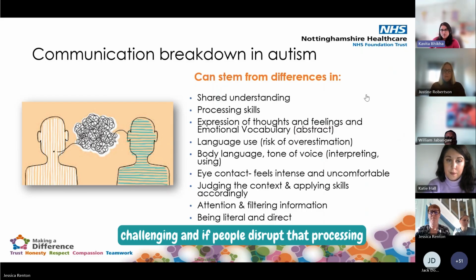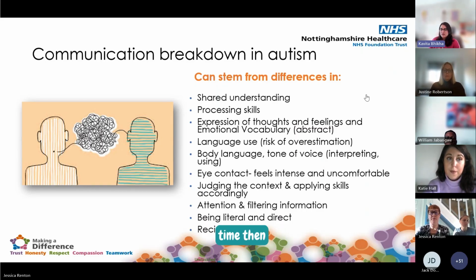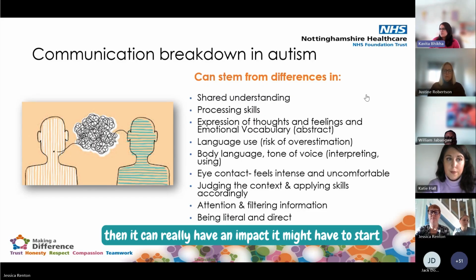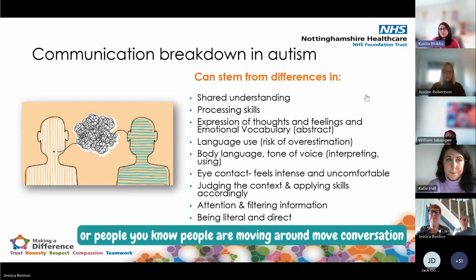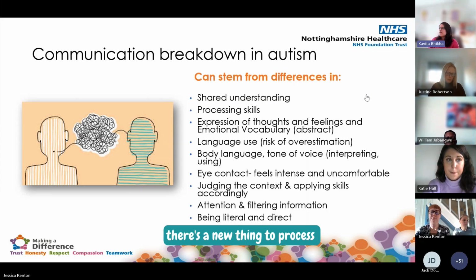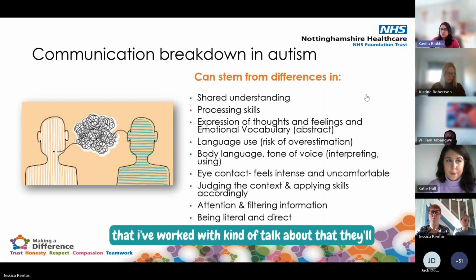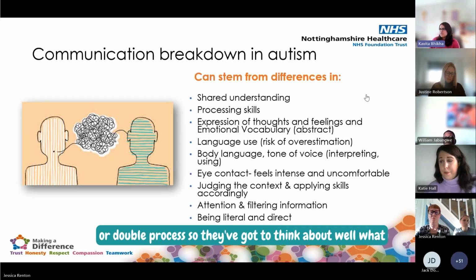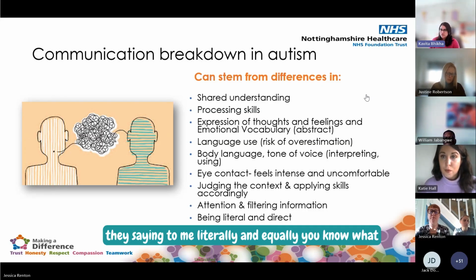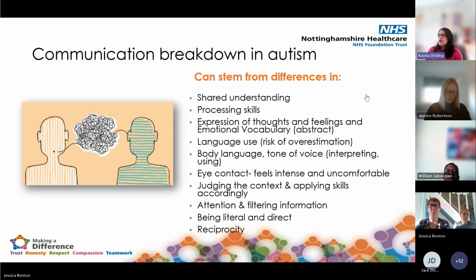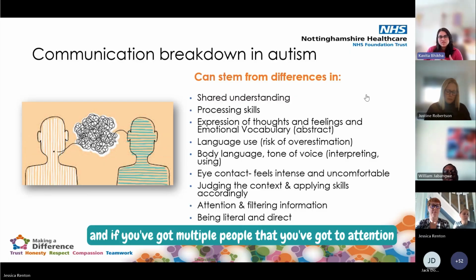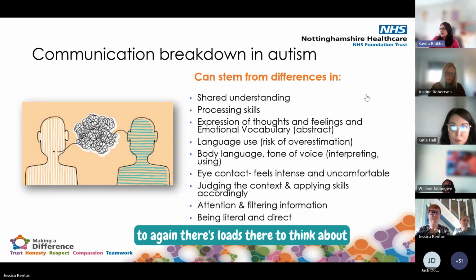And if people disrupt that processing time, then it can really have an impact. It might have to start all over again, for example. Or people have moved on in the conversation, there's a new thing to process. Sometimes people with autism that I've worked with talk about how they'll overthink, or they have to overanalyze something, or double process. So they've got to think about, well, what are they saying to me, literally, and equally, what are the non-literal possibilities that they could also be saying. And if you've got multiple people that you've got to pay attention to, again, there's loads there to think about.